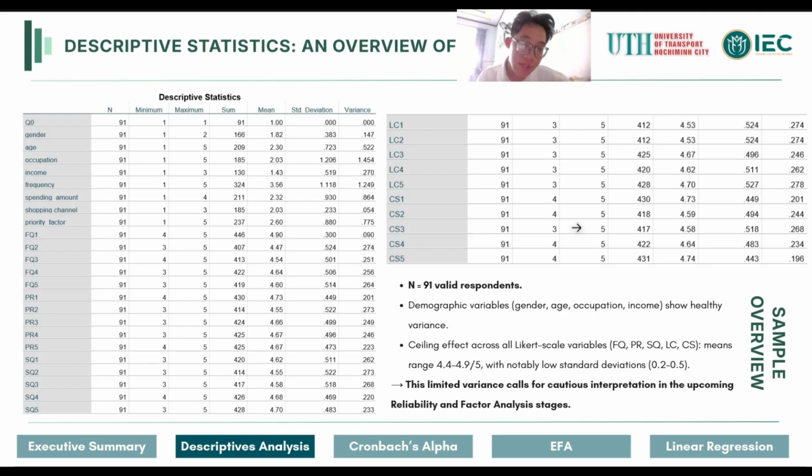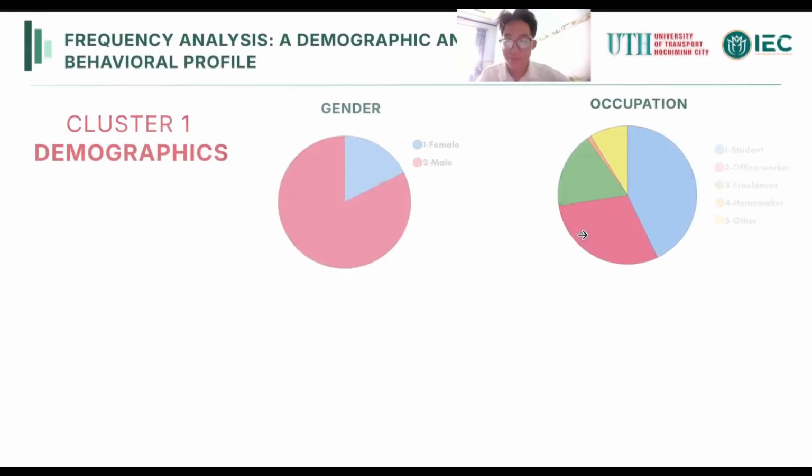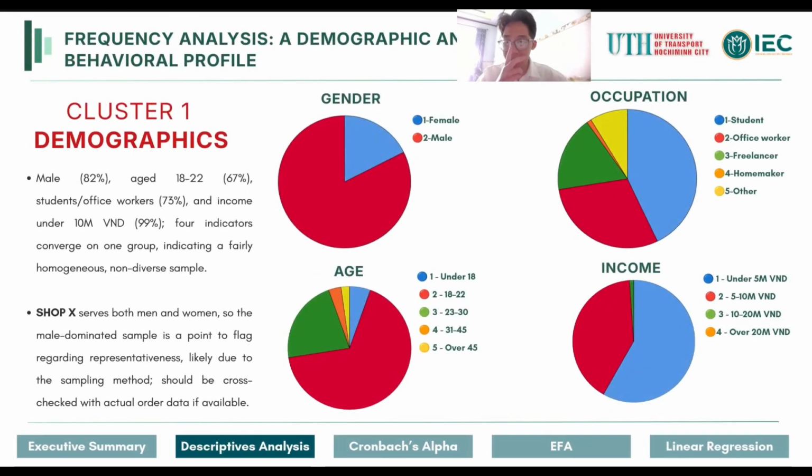Now let's look closer at the specific groups of the data through the frequency analysis. To identify it, we divide it into two clusters. The first one is demographics, starting with gender. You can see here most of the people are male, and their occupations are mostly student and office worker, with ages about 18 to 22.